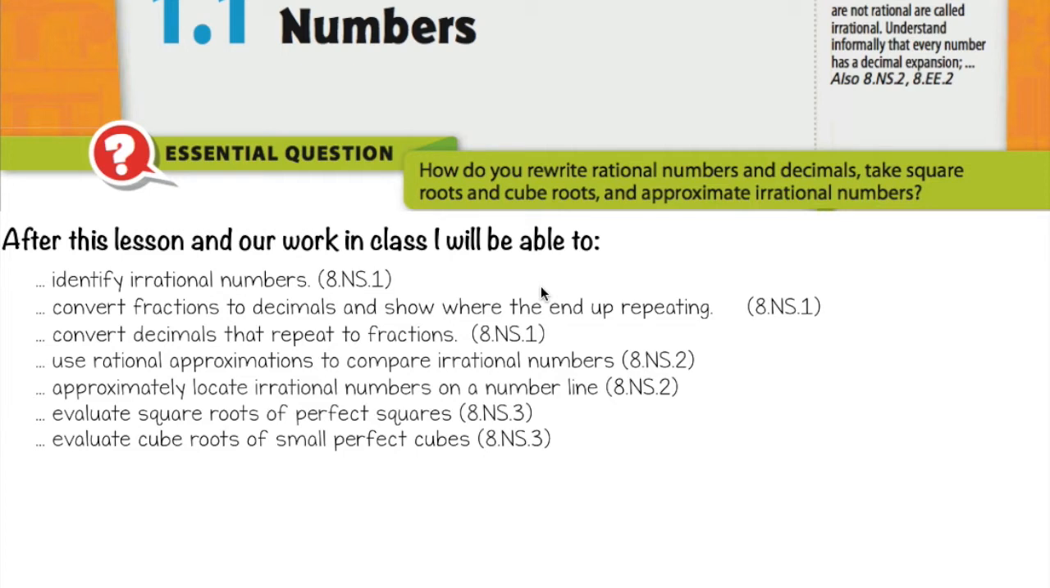Also, so today what we're going to work on is identifying irrational numbers, converting fractions to decimals and showing where they ultimately end up repeating, convert decimals that repeat to fractions, and I can tell you right now that this is going to be a doozy. So really slow down and take your time on that one. We're going to use rational approximations to compare irrational numbers, approximately locate irrational numbers on a number line, and evaluate square and cube roots of perfect squares and small perfect cubes.